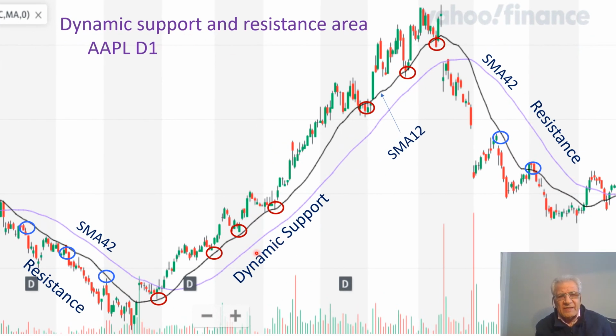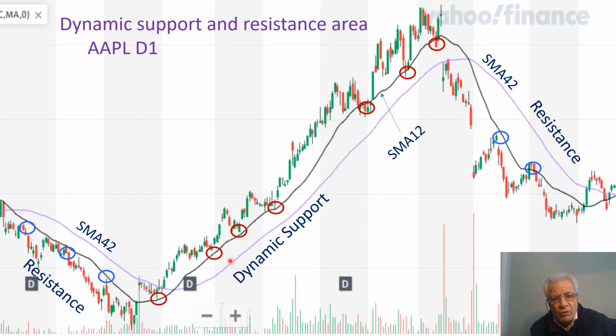Dynamic support and resistance like simple moving average is an area that moves with the price, so it is not static like horizontal support and resistance that doesn't move with the price. In this graph, I installed two simple moving averages, one SMA 42 indicated with this blue line and another one SMA 12 with the 12 days period that is indicated with this dark brown line.